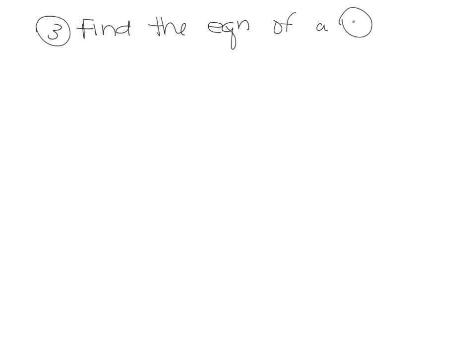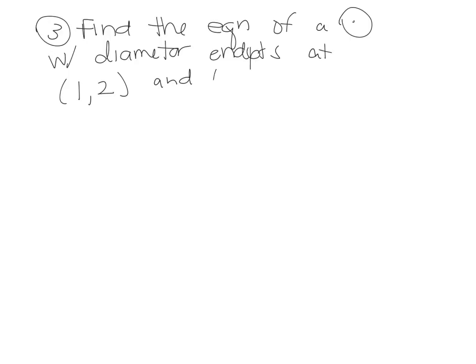Okay, problem 3, very similar. Try this one on your own as well. Find the equation of a circle with diameter endpoints at (1, 2) and (7, 10), and go from there. So once again, totally different than the last one. We don't have the center, we don't have the radius. See what you can do. Pause it and resume after a little bit of effort.